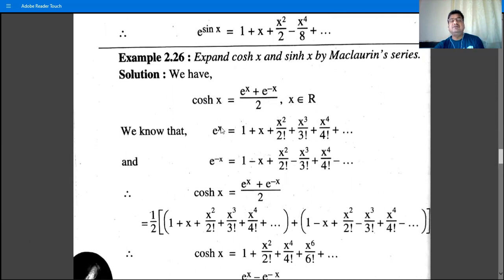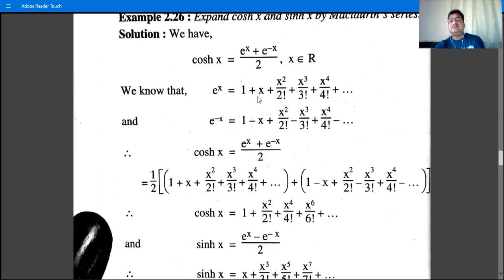It is a hyperbolic function. The expansion of e raised to x is 1 plus x plus x square by 2 factorial plus x cube by 3 factorial plus x raised to 4 by 4 factorial and so on. And the expansion of e raised to minus x is just replacing x by minus x. So minus x square is plus, so this plus sign remains as it is. Minus x cube is minus x cube, and minus x raised to 4 is plus x raised to 4. So this is the expansion of e raised to minus x.